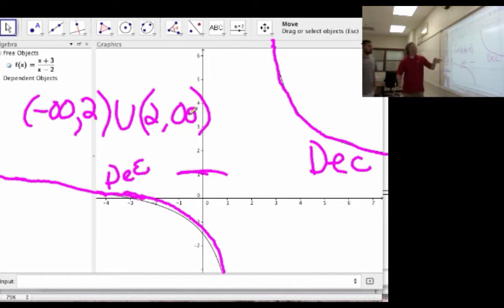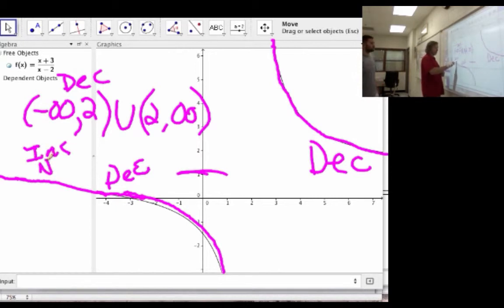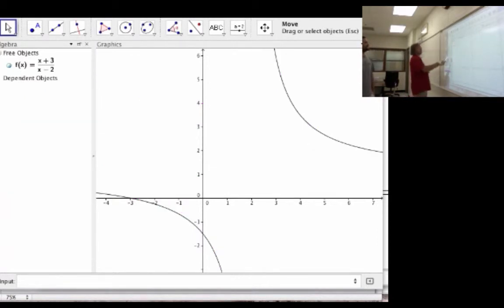But that would be when it's decreasing. Right, correct? That's the intervals of decreasing. When is it increasing? Never. Okay, alright. Do you still use empty set? No. Okay, never. Alright.